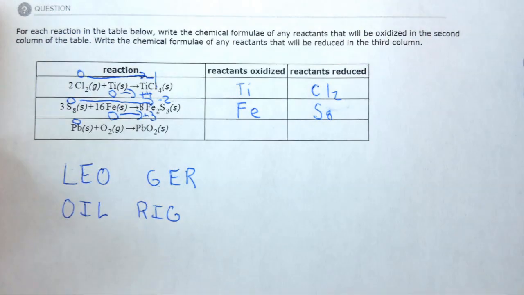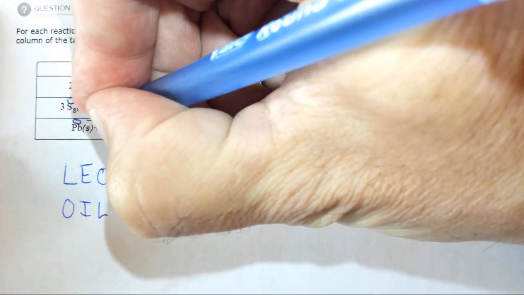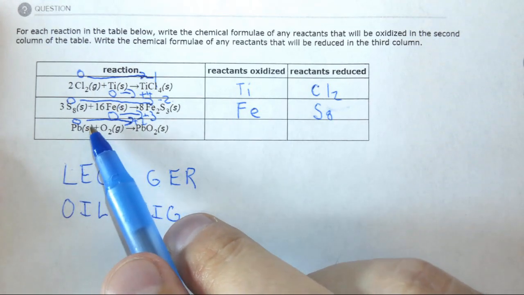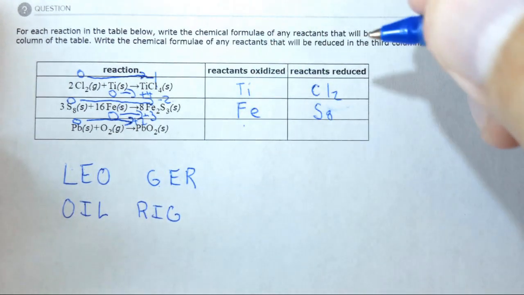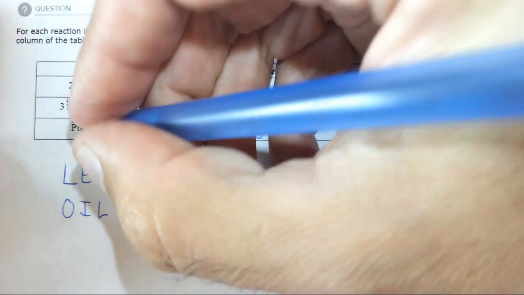Similar in the last case, we have lead with an oxidation state of 0 going to lead with a +2 oxidation state here. So it goes to +2. So therefore, it lost electrons. So lead was oxidized. Losing electrons is oxidized.